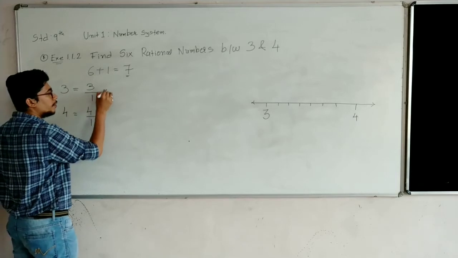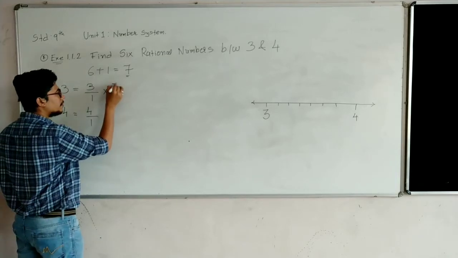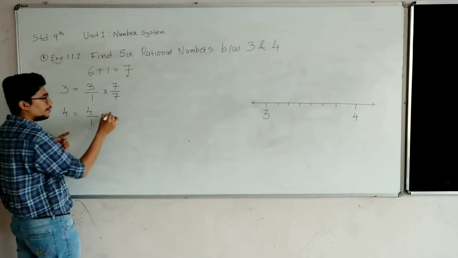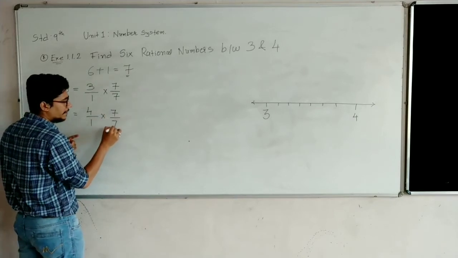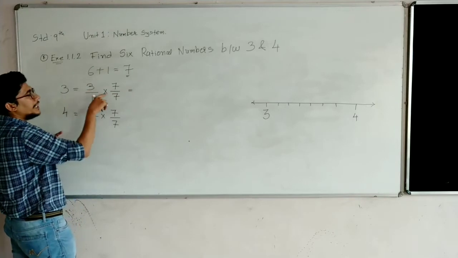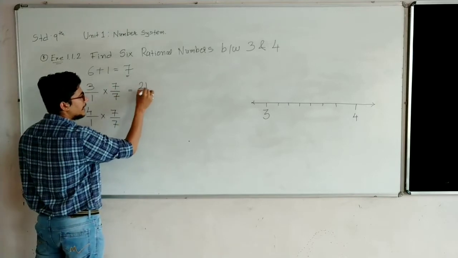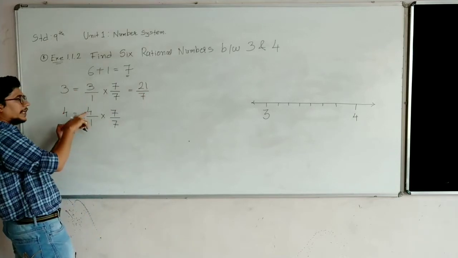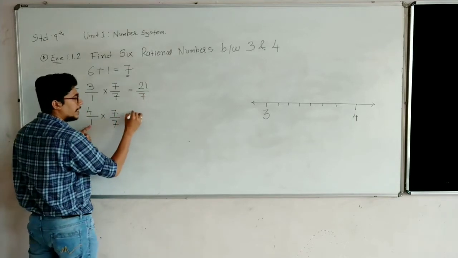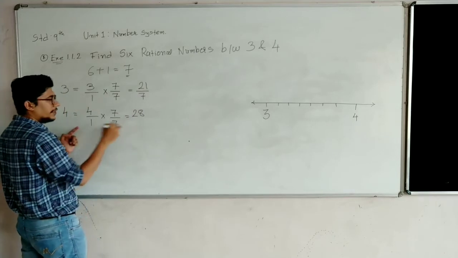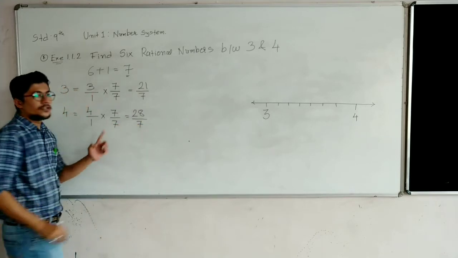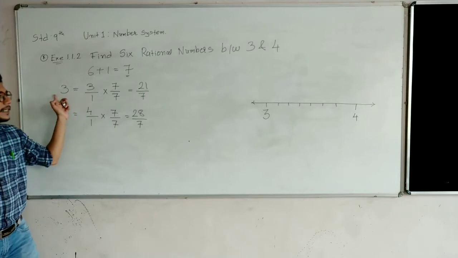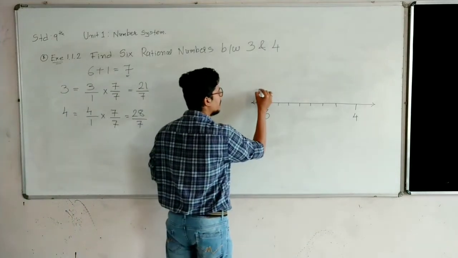So what we have to do is multiply and divide with 7. Multiply with 7, divide by 7. In the same way for 4 also, multiply with 7 and divide with 7. So here 3 into 7 is 21, 7 into 1 is 7. In the same way 7 into 4 is 28 and 7 into 1 is 7. Now indicate these numbers on a number line. 3 can be written in the form of 21 by 7.